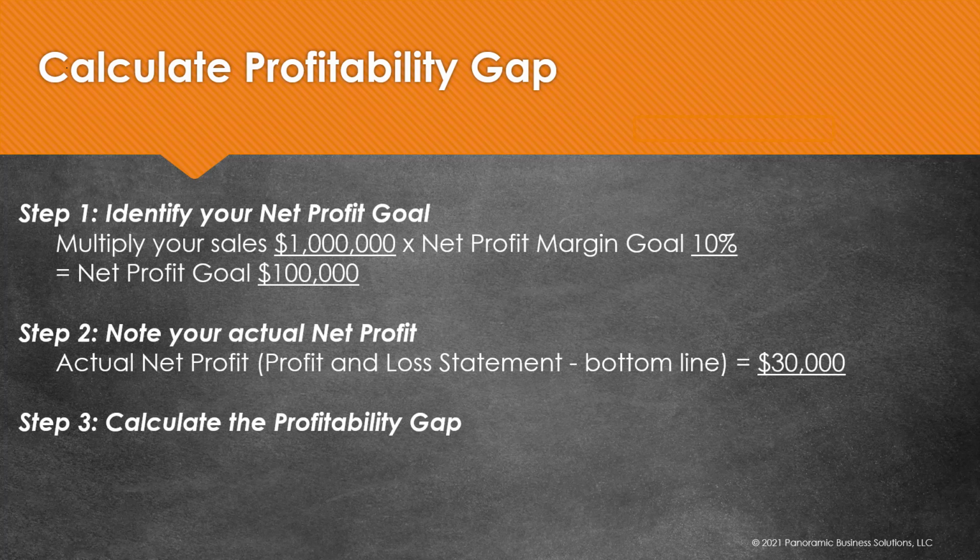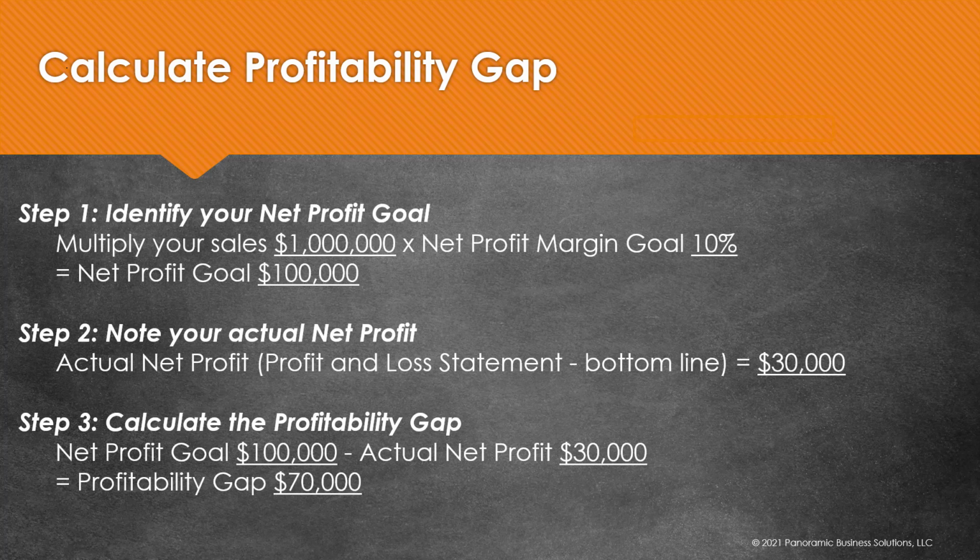Step 3, we're going to calculate the profitability gap. Again, it's a very simple formula. We're going to take our $100,000 from step 1, subtract our actual net profit from step 2. So our profitability gap is $70,000. So when we compare our actual performance of $30,000 compared to the average that's set for just general standards, we are short $70,000. That's a really big number.